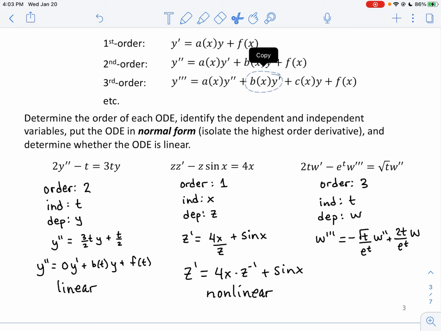I don't have a w prime involved, so b of t must be 0, that's gone. And I have a c of x times y, so that's our c of t right there, times our dependent variable w. And then I don't have an f of t present, so that's 0 as well. But this does fit the linear structure, because w and all of its derivatives are all raised to the first, not being multiplied by each other or anything like that.